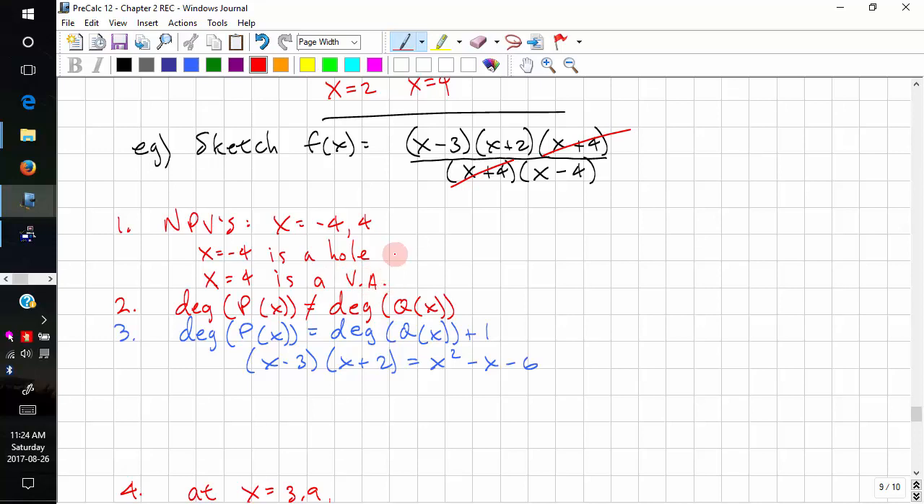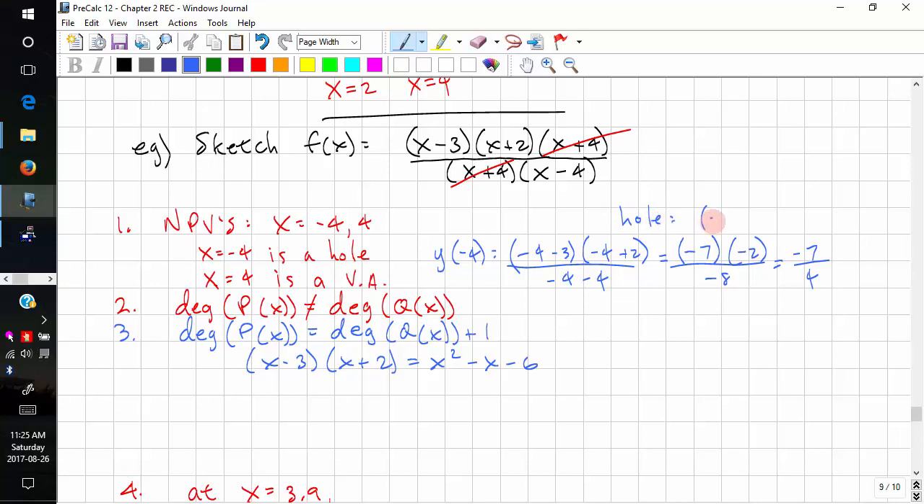We should find out what the coordinate of the hole is. So we do y of -4. And we do just the remaining factors. -4 minus 3, -4 plus 2 over -4 minus 4. So we have -7, -2 over -8. We can cancel out a -2, so we get -7 over 4. So our hole is at -4, -7 over 4.